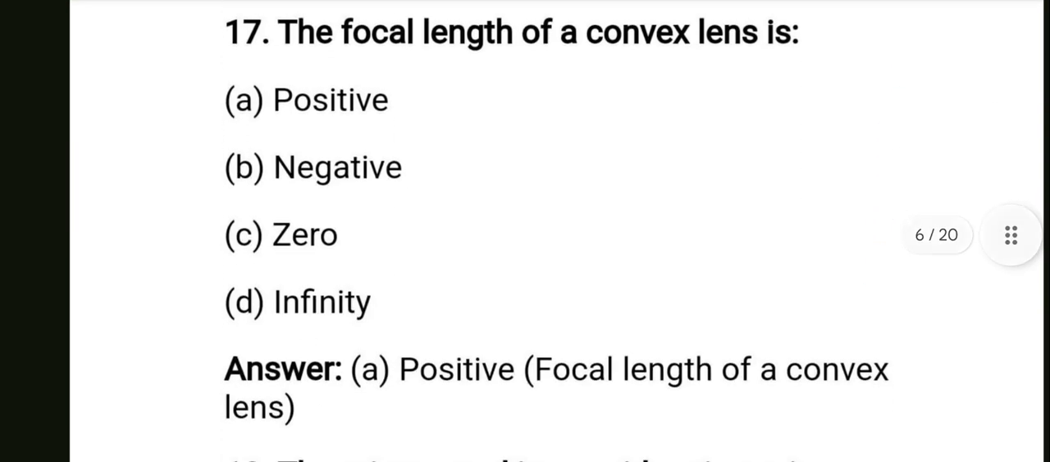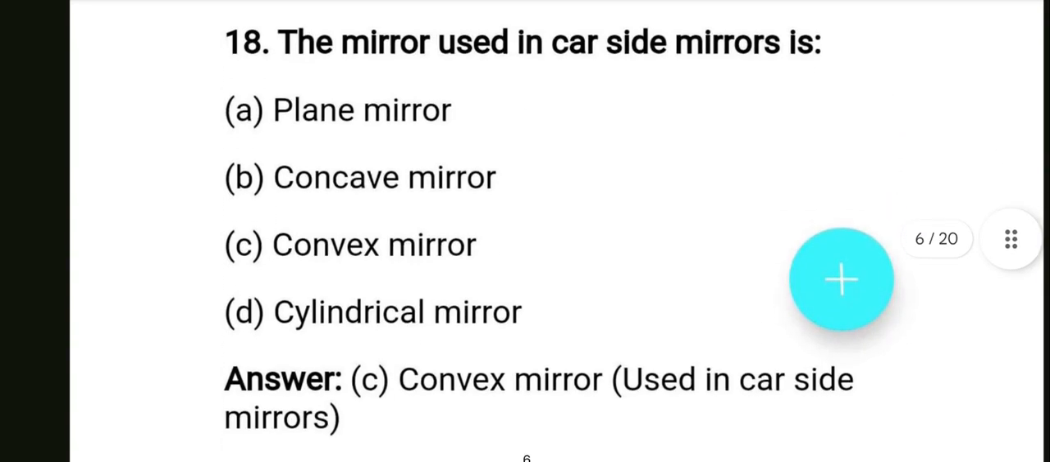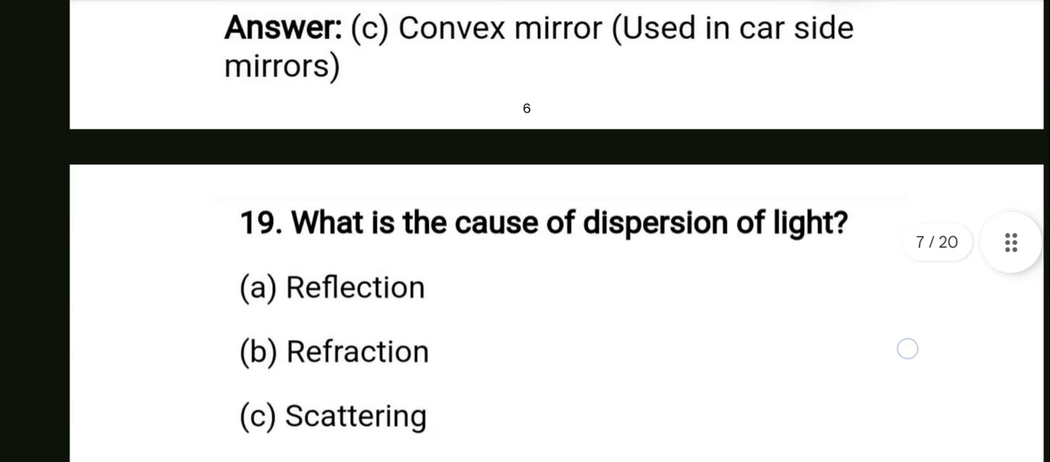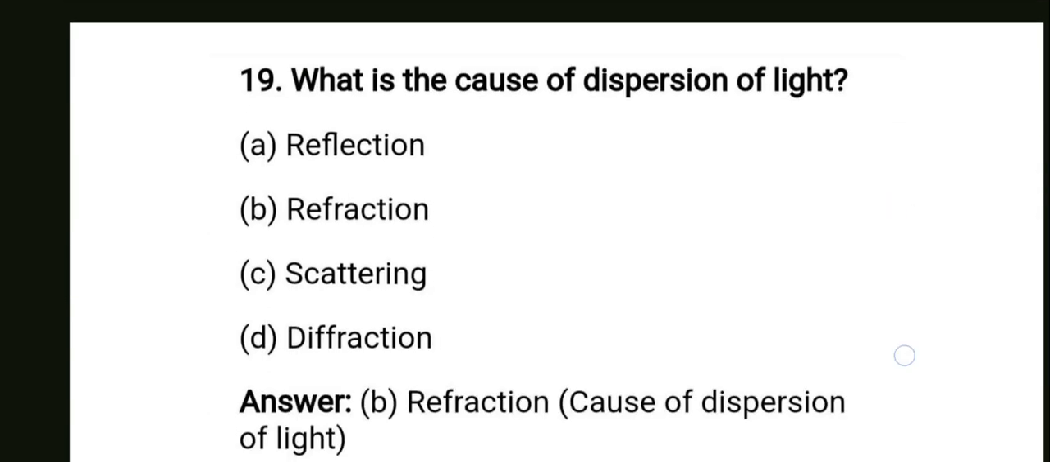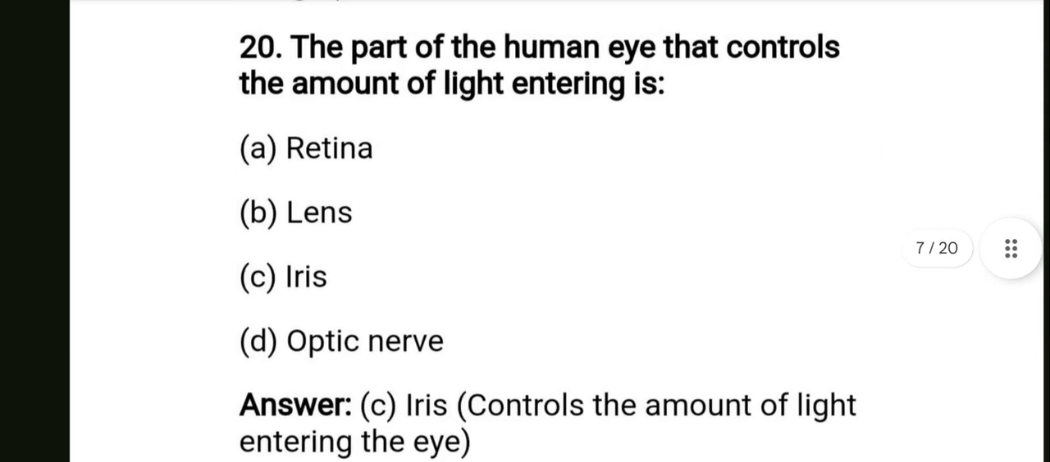The focal length of a convex lens is option A, always positive. And when the question is about a concave lens, then it will be negative. Here option A is for the convex lens. The mirror used as a car side mirror is option C, convex mirror. What are the causes of dispersion of light? Option B, refraction. Question number 20: the part of the human eye that controls the amount of light entering is option C, iris. It controls the amount of light entering the eye.